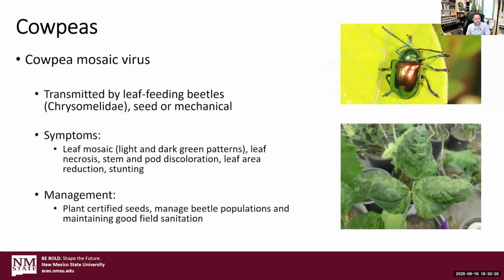Cowpea mosaic virus is transmitted by leaf-feeding beetles, seed or mechanical transmission, so through tools as well. Some of the symptoms are leaf mosaic, where you get these light and green patterns, which you see on this bottom picture, as well as leaf area reduction and plant stunting. For management, plant good certified seed. You want to manage those beetle populations because those are the ones that are spreading the virus, and good field sanitation practices as well.